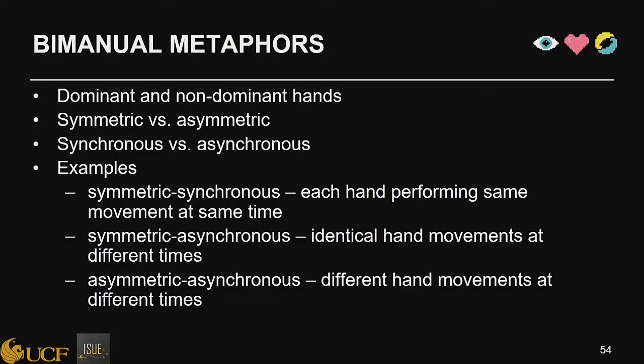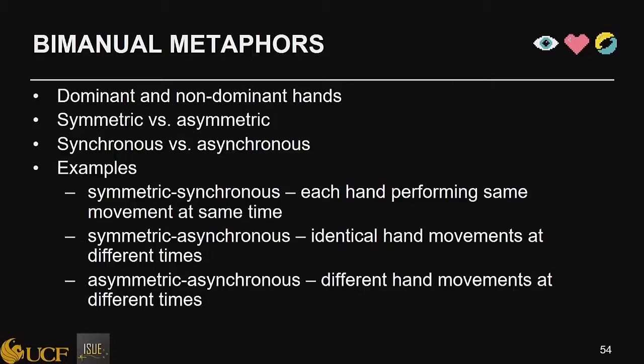Now, this leads into the bimanual metaphors. When you say bimanual, what are we talking about? We're talking about two hands, two-handed manipulation tasks. And when we talk about two-handed manipulation in selection, we're talking about you have a dominant hand and a non-dominant hand. If you're left-handed, typically your left hand's your dominant hand, your right hand's your non-dominant hand. You've got symmetric versus asymmetric, and that means whether or not both hands are doing the same thing or they're doing different things. You've got synchronous and asynchronous, meaning they're doing stuff at the same time or they're not doing stuff at the same time.